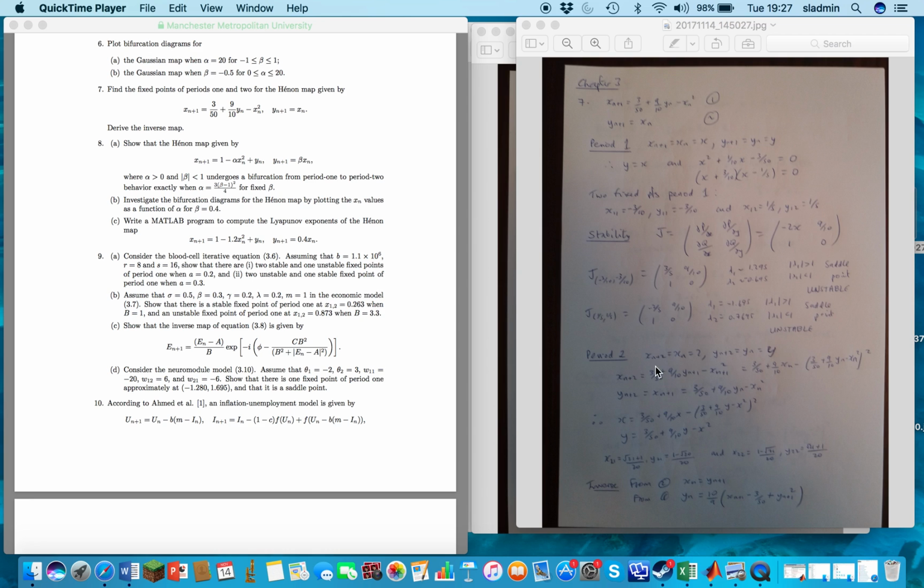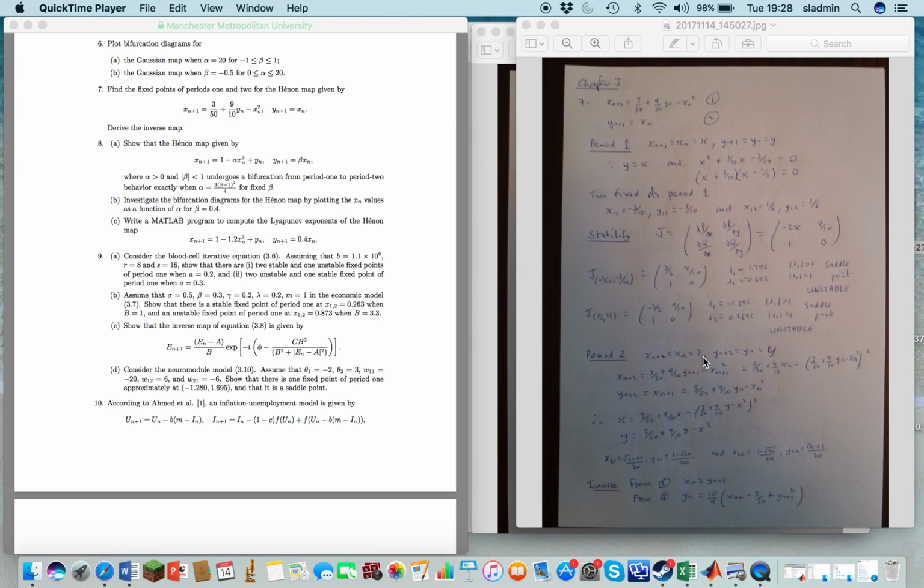So for period 2, we want to solve x_{n+2} = x_n, and that should be x, and y_{n+2} = y_n = y. So to find the formula for x_{n+2}, we use iteration. So we replace y_n with y_{n+1}, x_n with x_{n+1}. And then we know that from equation 2, y_{n+1} here is equal to x_n. So that's why that is x_n. And then we substitute x_{n+1} into here, and we get these equations. And then y_{n+2} is y_n is y, x_{n+2} is x_n, and that should be x, and we get these two simultaneous equations. Again, we can solve these with MATLAB, and we get these two fixed points of period 2.